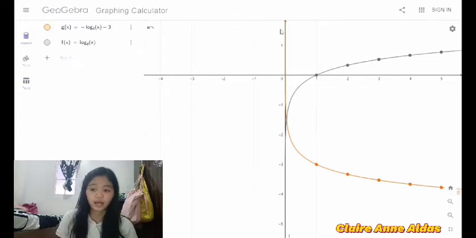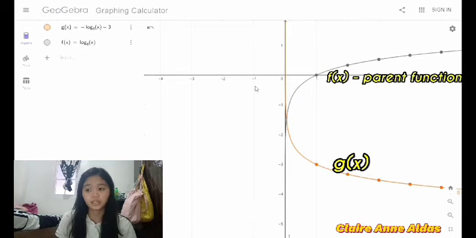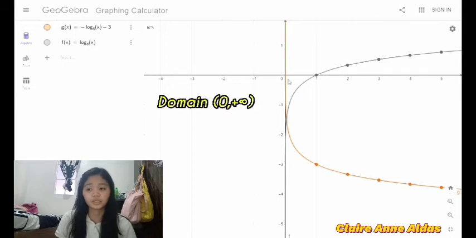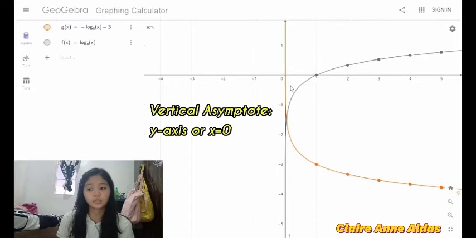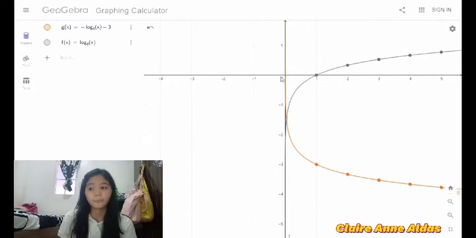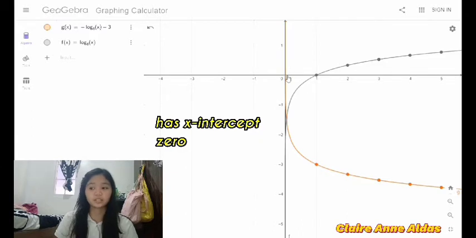This is the g of x, and this is the parent function. The domain is 0 to positive infinity since it extends from 0 to positive infinity, and the range will always be negative infinity to positive infinity. Since this is a logarithm function, it doesn't have a horizontal asymptote, but it has a vertical asymptote, which can be seen at the y-axis for x equals 0. It also has an x-intercept, which can be seen very near the number 0.